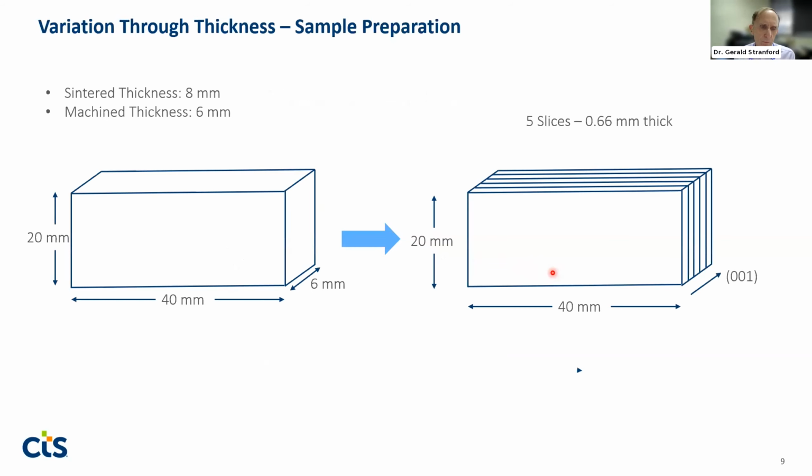So that led us to ask, what's going on as we go through the thickness of the material? So we took one of those 8 millimeter pieces that we'd been sintering, and after first machining to get the surfaces flat and parallel, it was ground to 6 millimeters thick. You can see the XY dimensions here are 20 by 40 millimeters. We then sliced this into 0.66 millimeter thick wafers, so we were able to get 5 full thickness wafers out of this 6 millimeter part. I've indicated the 001 direction here. So each of these wafers gets electroded and poled through the thickness.